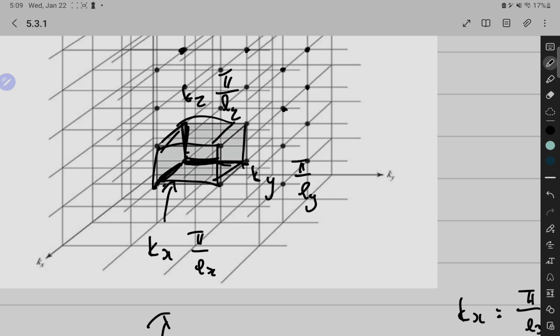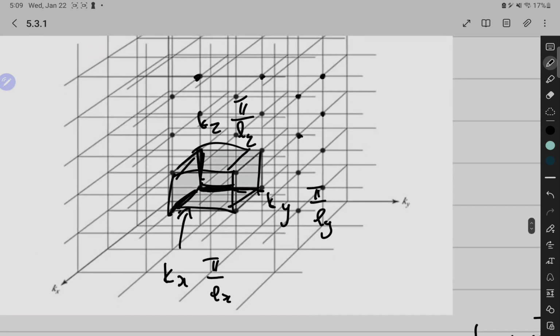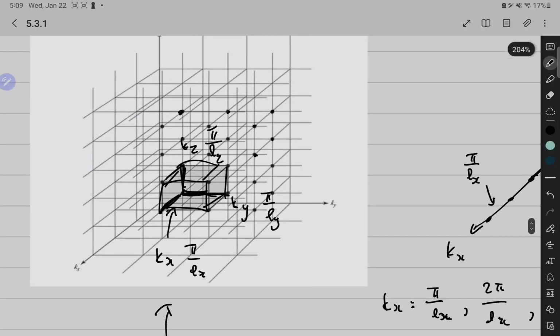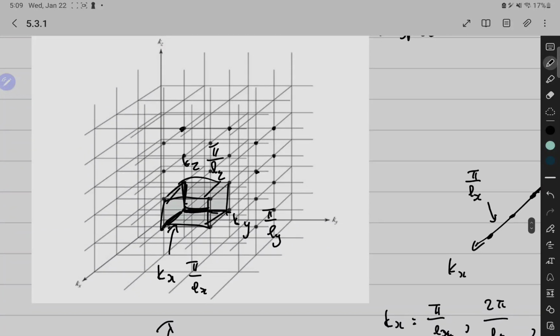So each of these shaded volumes is one block, and there is one state for every block. You can see if you just keep expanding this in terms of the x, y, and z axis, you have an infinite amount of different blocks formed by these intersection points. So what are we going to do with this information?